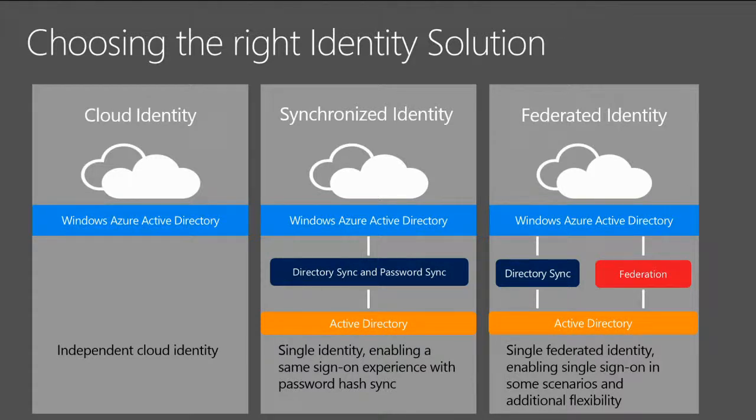The other one is, okay, I already have an Active Directory, and the majority of customers out there have Active Directory. I now also want to make this identity available in the cloud, so I'm going to sync both of them, and you can then also choose to sync the password if you like. That's optional. So that is the middle one, synchronized identity.